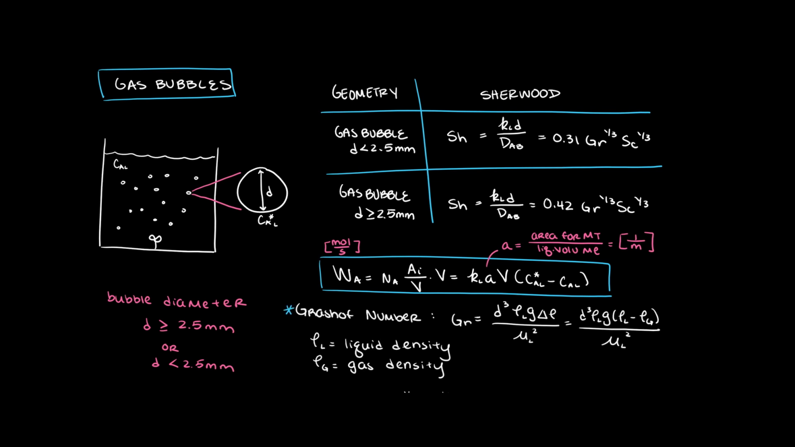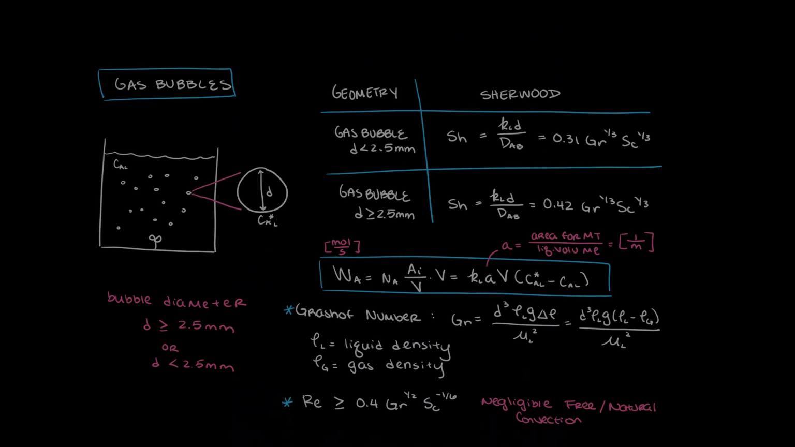Here, another dimensionless number, the Grashof number, becomes important. See Table 30.1 in the textbook for a consolidation of dimensionless numbers. If the Reynolds number is greater than or equal to 0.4 times the Grashof number to the 1/2 power times the Schmidt number to the -1/6 power, then free natural convection becomes negligible.